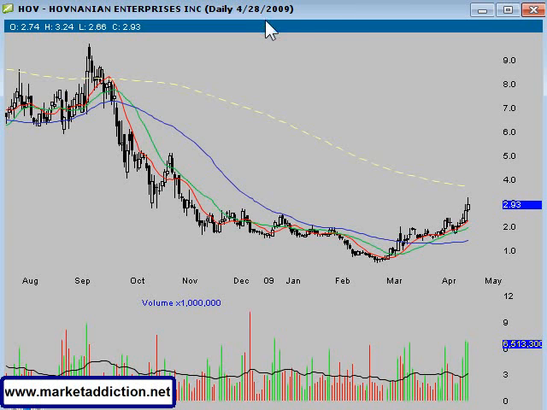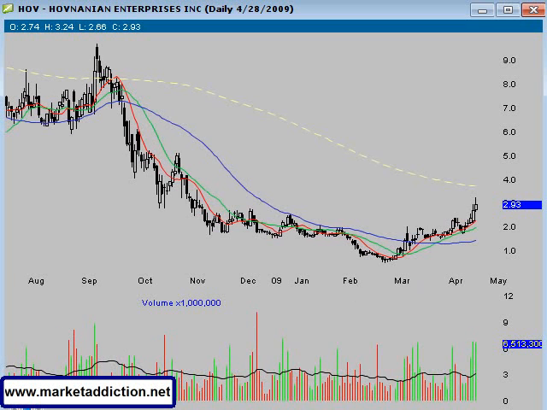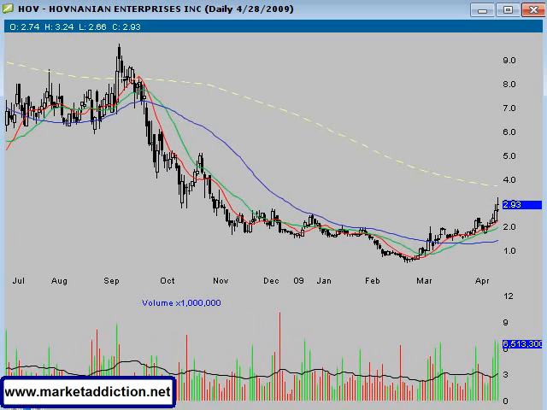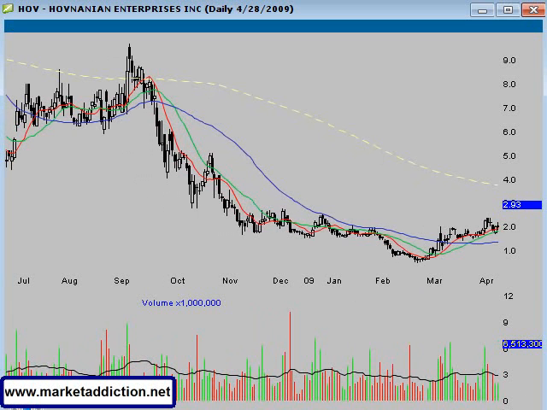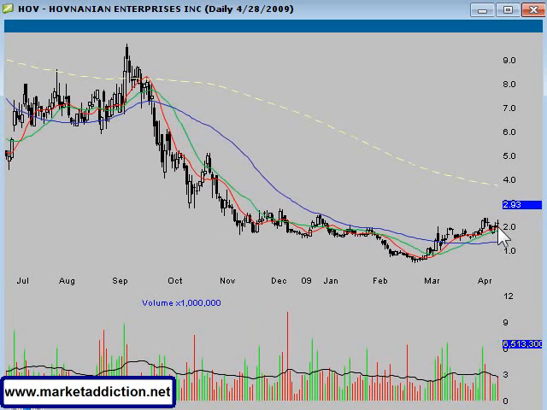But anyway, looking at HOV on the daily chart, what I did was, well, first let me scroll back a little bit here. I cut off some of the recent data. Whenever I was looking at this setup, it looks something like this.